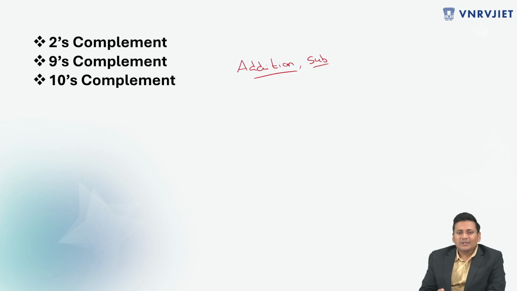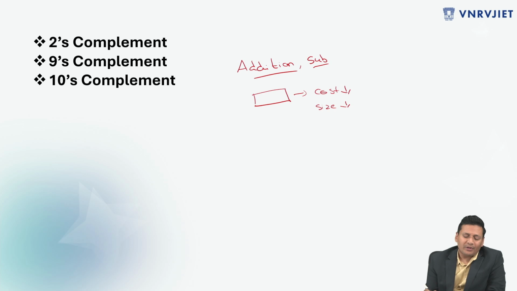So coming to subtraction, we know that in any digital circuit, the main aim is to reduce the cost and to reduce the size, right? So in practical life, instead of using two circuits, one for addition and one for subtraction, all the operations, that is addition, subtraction, multiplication, division, are done by a single circuit. Today we will discuss how we can do subtraction only with the help of an adder circuit, or you can say only with the help of addition.